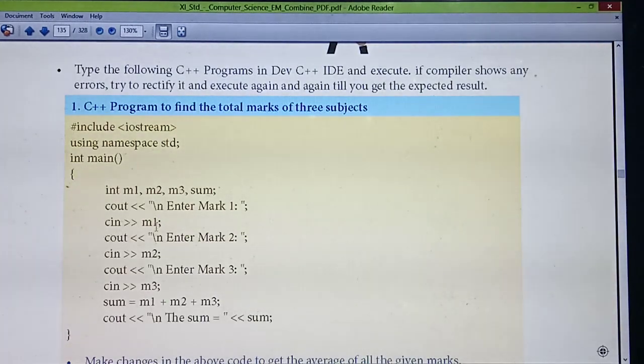Okay. Same way you write for the other 2 subjects. Cout enter mark 2. Then cin, what's the input for mark 2? M2. Then cout enter mark 3. What's the input for mark 3? M3. So now you have entered 3 marks.